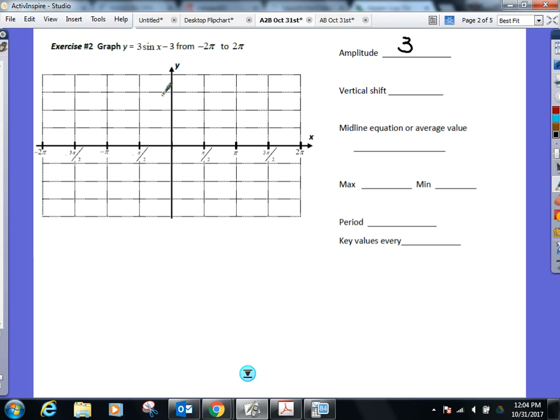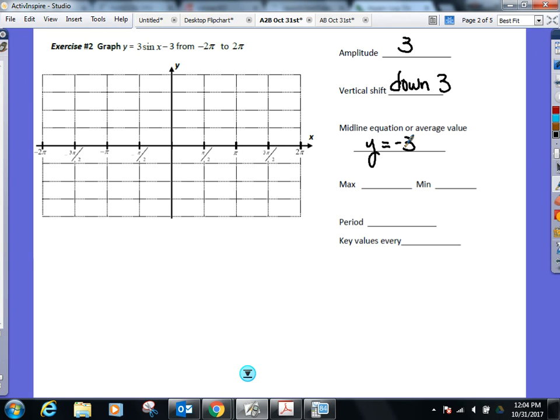Vertical shift. Down 3. Usually, with 3 sine x, that midline is still the x-axis. It's never going to go anywhere, right? But now I shifted it down 3, so where's my midline? Y equals -3.